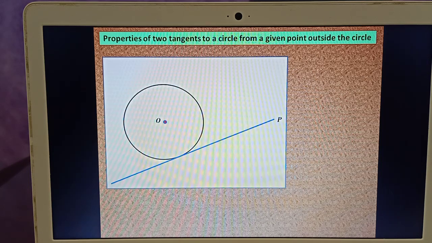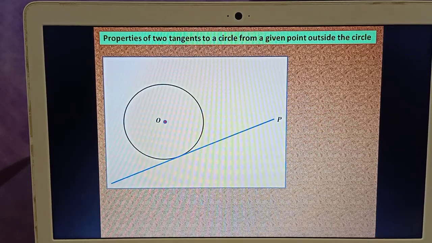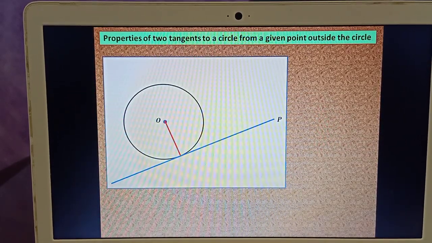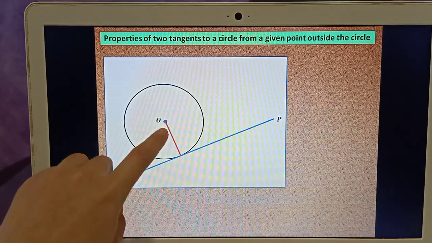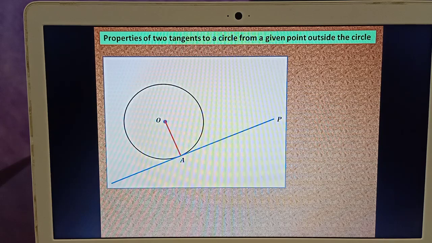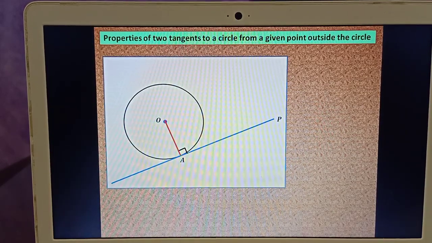And from point P, I draw a tangent to the circle. Remember what a tangent is? It is a straight line that touches the circle at only a point. So this is the contact point. So we call this line a tangent. And then I draw a radius from the center to the contact point, or the point of tangency here. So what do I get here? I will get 90 degrees. So angle OAP is 90 degrees.